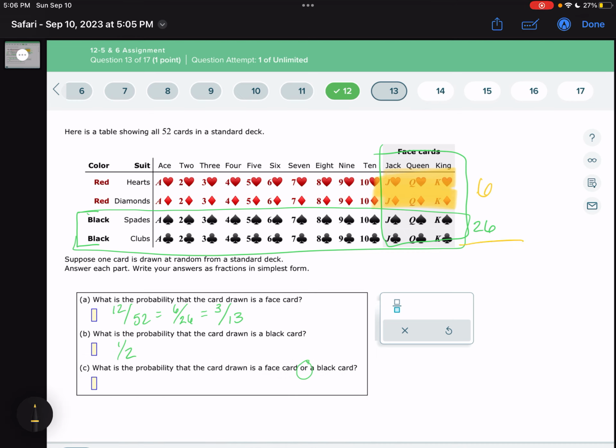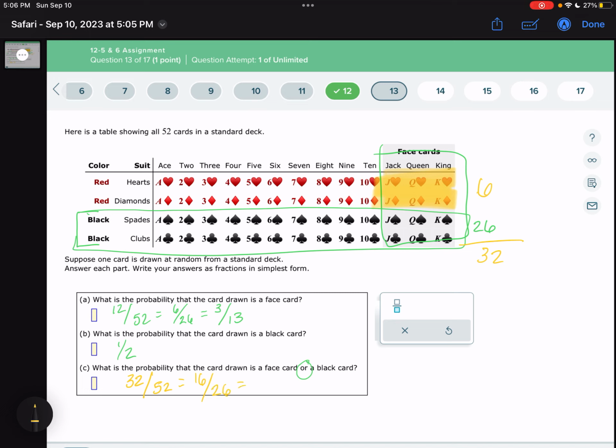So I'm going to add those together. 26 plus 6 is going to give us 32 out of the 52 cards. Simplify that. Half of 32 is 16. Half of 52 is 26.